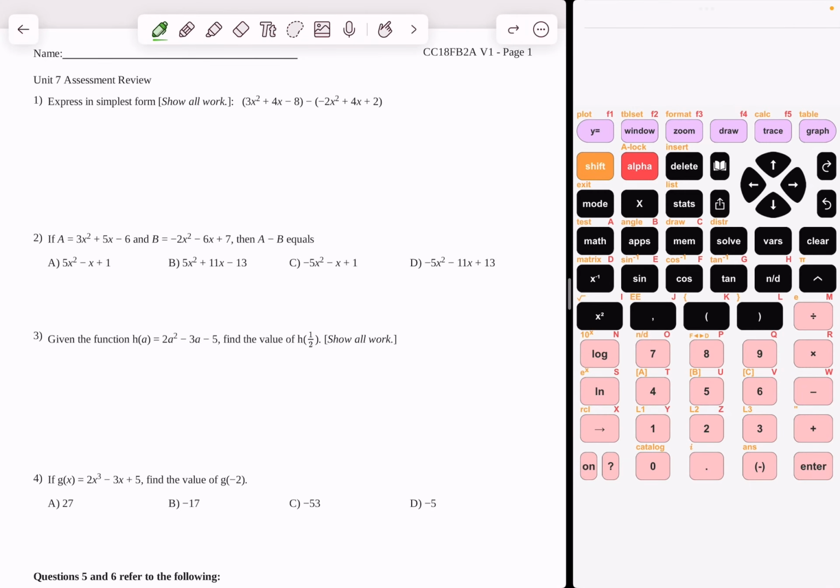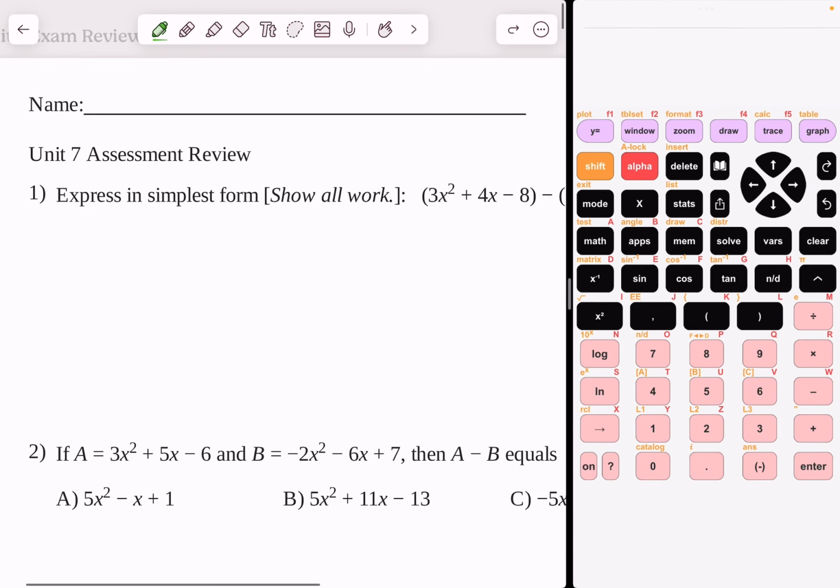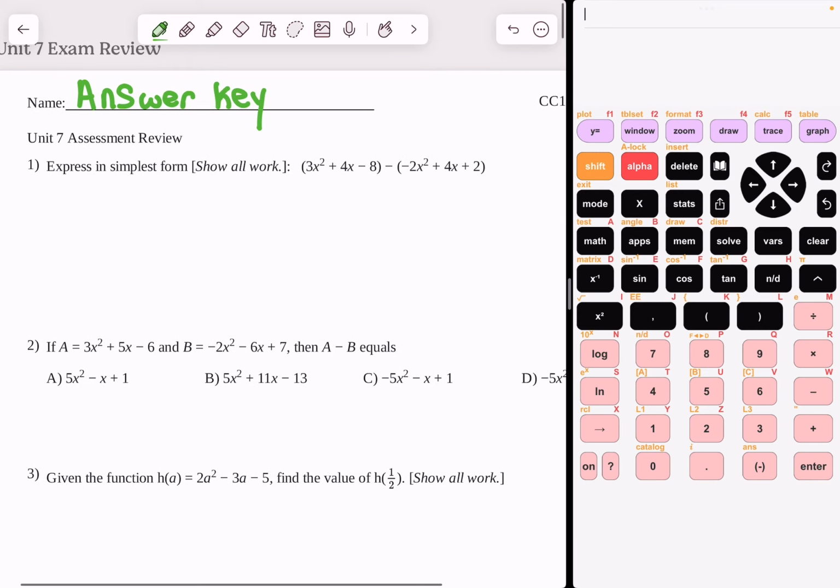Alrighty, so we are going to be reviewing for our Unit 7 exam, which will have a lot of factoring on it, since that is what we learned in Unit 7. But it could still have stuff from the past, because we like to always review stuff from the past. So this first question says, express in simplest form.